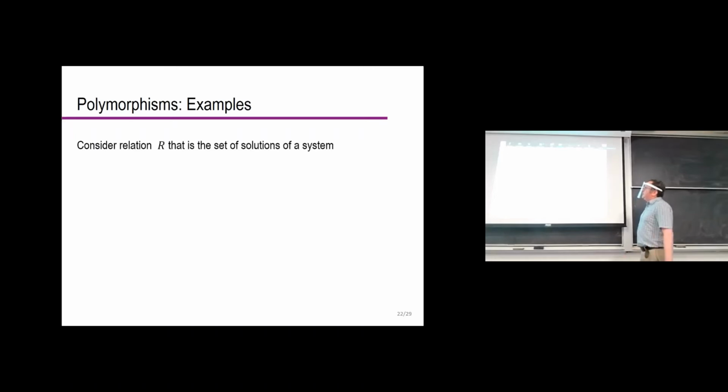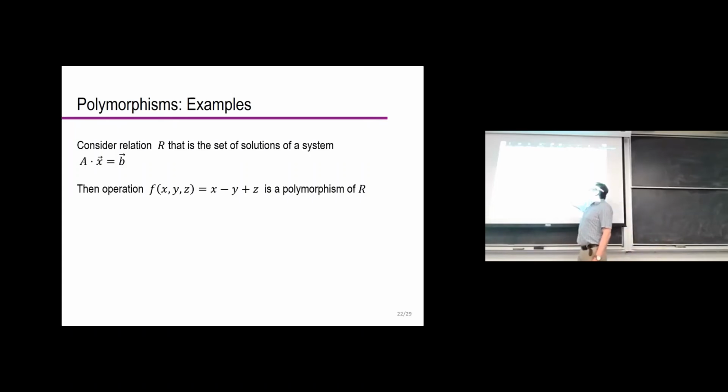Another example, the one that is useful for counting, actually. Let's suppose a relation is defined as the set of solutions of some system of linear equations. Suppose that's the system that gives us the relation R, so R consists of all x's that satisfy the equations. I claim that the so-called affine operation, x minus y plus z, is a polymorphism of that relation.